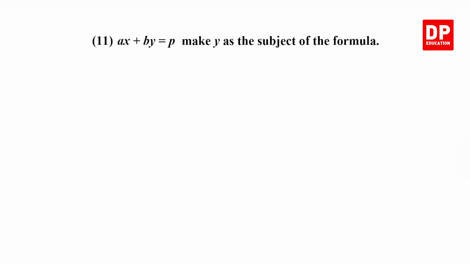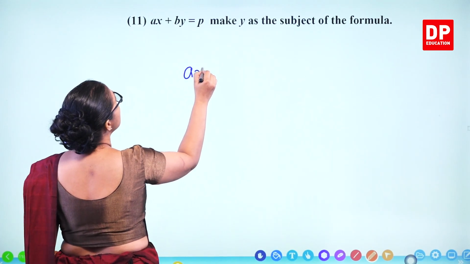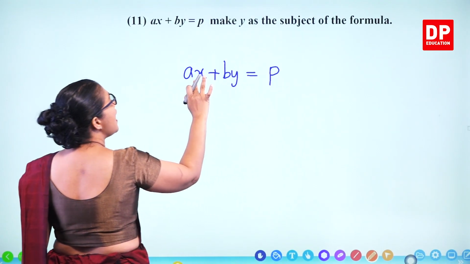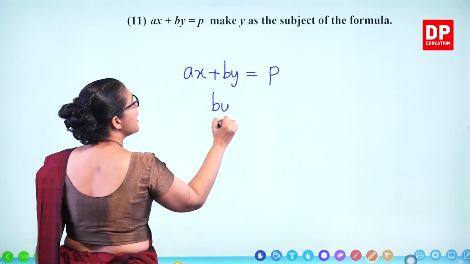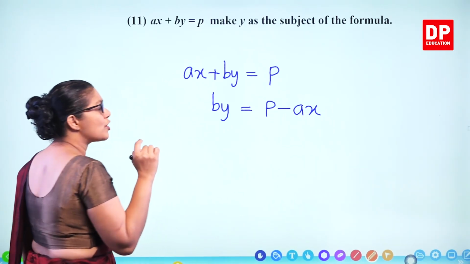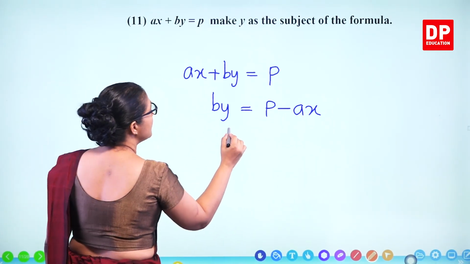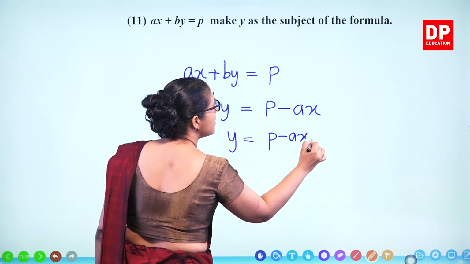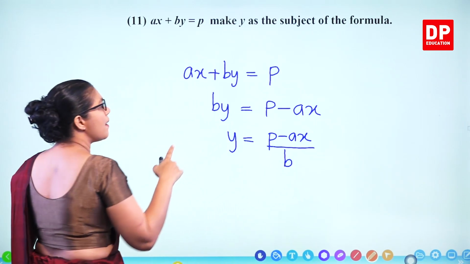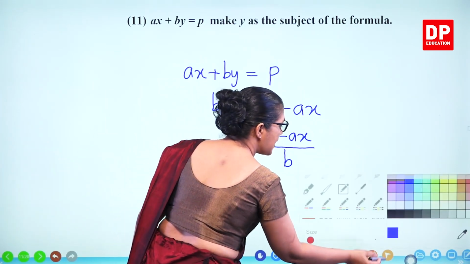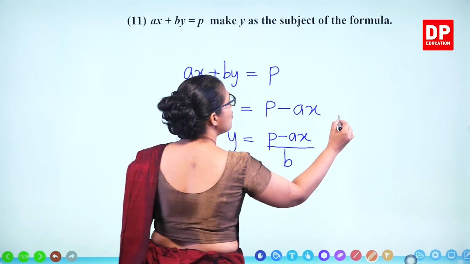Question number 11. Make y the subject of the formula. So you have to take y separately. We'll keep the y term here and take ax to the other side. What happens? You get minus ax. Then you need the y value. So when you take y, you have to divide this whole thing by b. When you divide by b, you get y. So y equals (b minus ax) over b. So 2 marks for that.